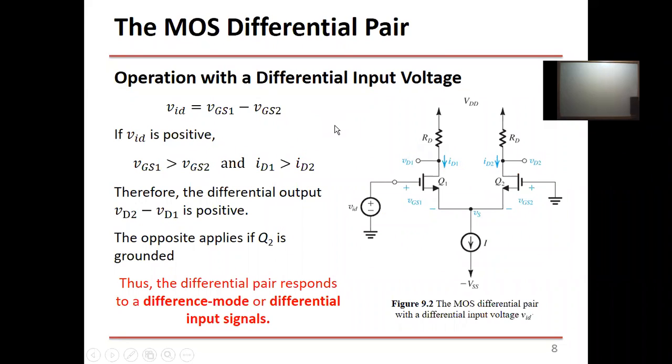Then we moved to the second operation mode, which is the differential mode. Okay, and we said in differential mode, this voltage is different than this one. And we studied the extreme cases. If we have a higher voltage of VID1 compared to VID2, the higher the current here, so the lower the voltage here, and vice versa. So whenever you increase this voltage, you change the current and you change the output voltage. So now the output voltage VD1 is different than VD2, depending on the difference between these two voltages. Okay, so it's kind of a balancing thing.